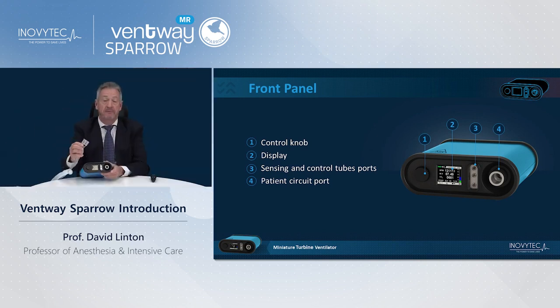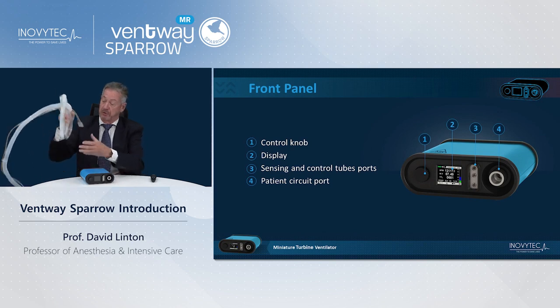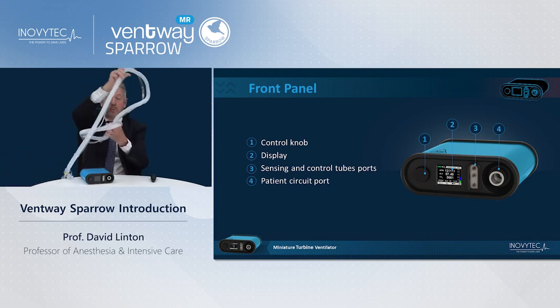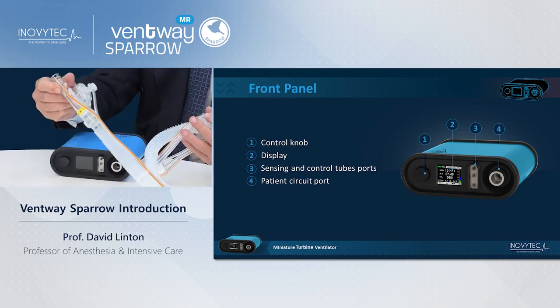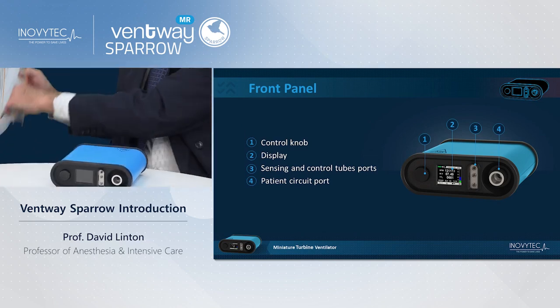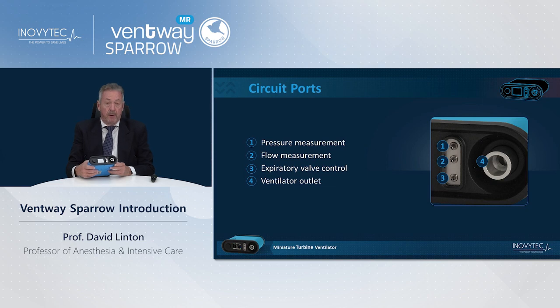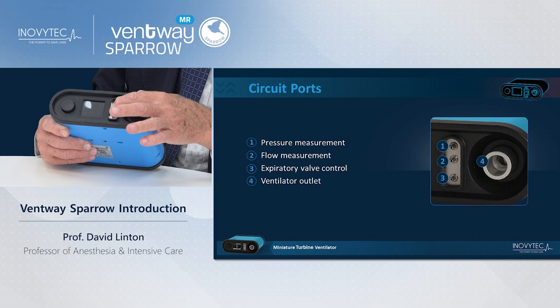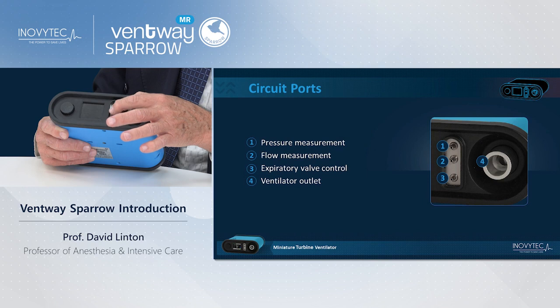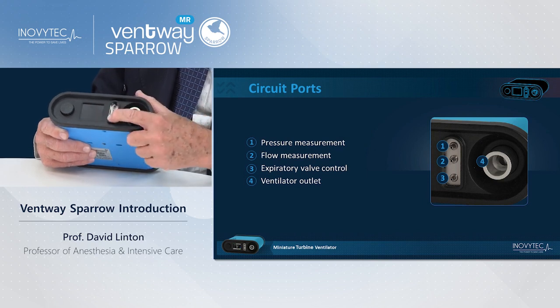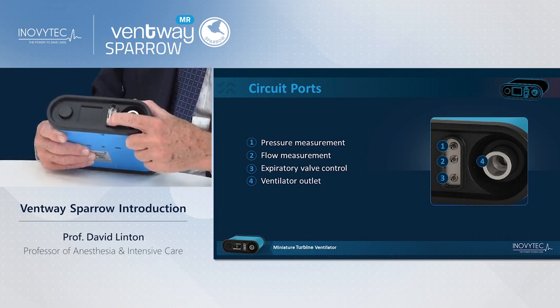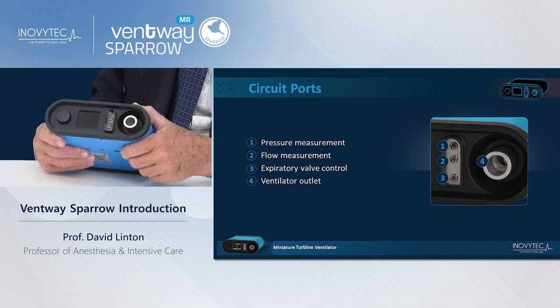Many ventilators have tubes and you have to identify where they're placed, and you can sometimes put them in the wrong place. It's impossible with this ventilator and this circuit to connect it incorrectly or place the sensor tubes and the expiratory valve tubes in the wrong place. The ports here are the pressure measurement port at the top, the flow measurement port at number 2, and these are the two at the sensor at the patient side of the circuit, the expiratory valve control, which controls also the PEEP, and the ventilator outlet flow.